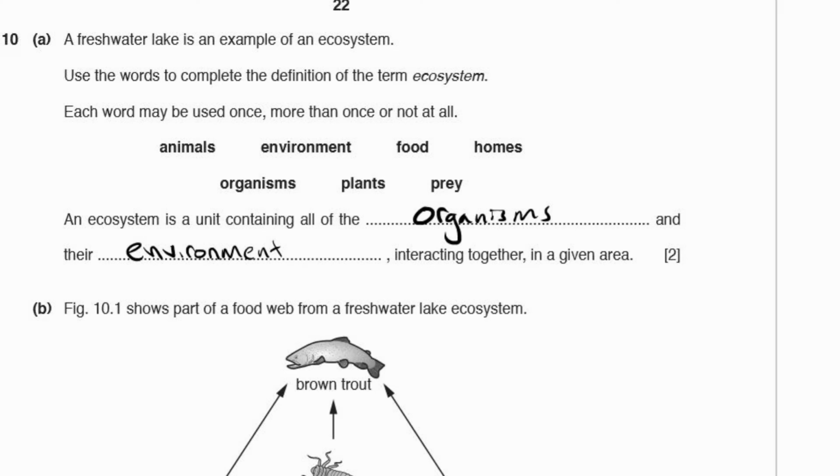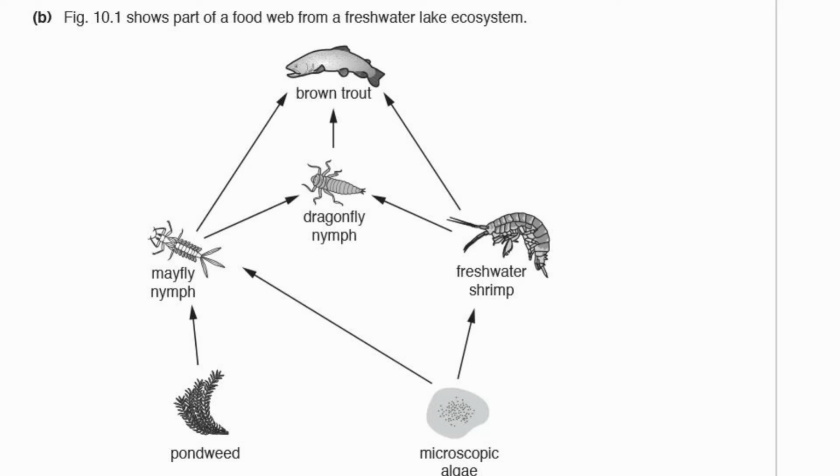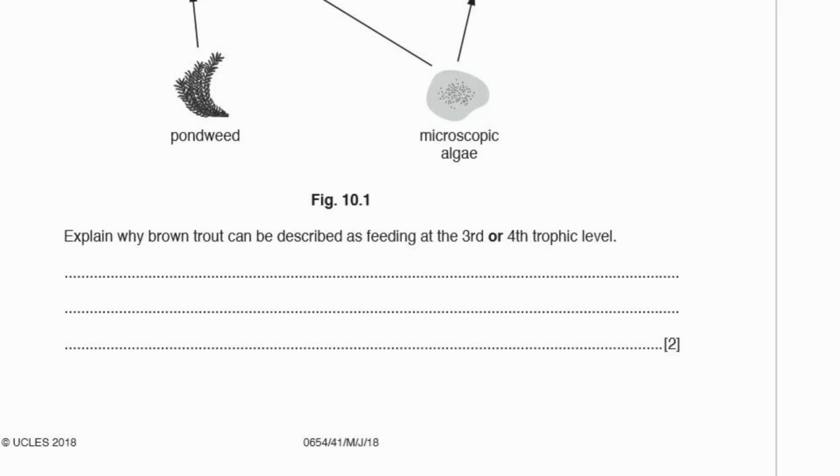All right, good. B. Figure 10.1 shows part of a food web from a freshwater lake ecosystem. Okay, we have pondweed, we have microscopic algae as producers, then we have mayfly nymphs and freshwater shrimps as primary consumers, dragonflies, and brown trout as secondary consumers. And brown trout can be a tertiary consumer. Let's see. Explain why brown trout can be described as feeding at the 3rd or 4th trophic level.